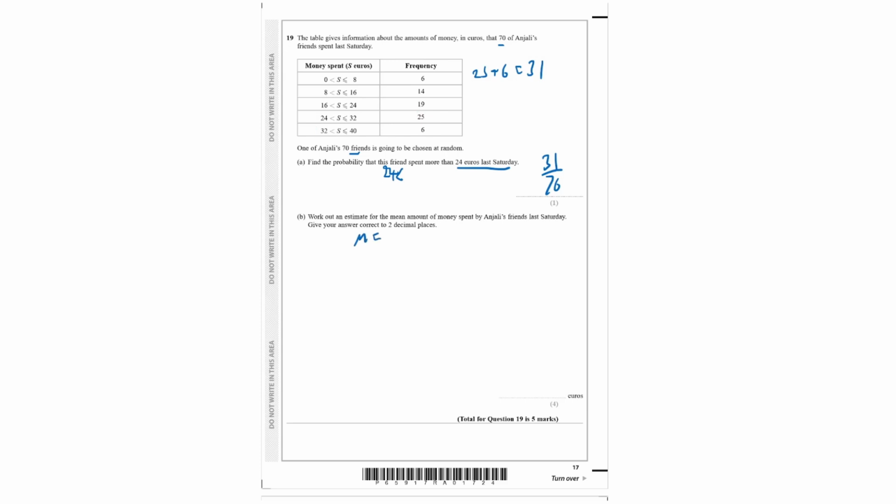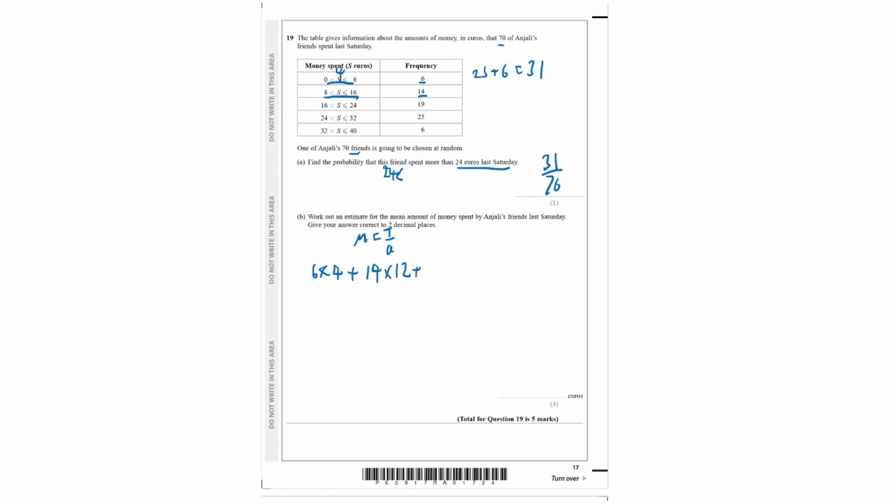So mean is total divided by quantity. So first off, we have to find out how much money was spent in total. So to find this, we simply multiply the frequency with the halfway point between money spent. So halfway between 0 and 8 is 4. So we multiply this with 4. We'll do the same with 14. So we have 14. Halfway between 8 and 16 is 12.